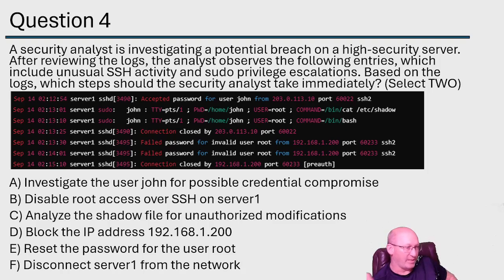I feel like F is the easy one. I would 100% disconnect server 1 because it's been compromised. We want to get it off the network. That's containment. Remember our line of sight: identify, analyze, contain, eradicate, remediate. Those are our goals. So disconnect, that's right there. Priority number 1, we're going to contain it. We're going to disconnect it.